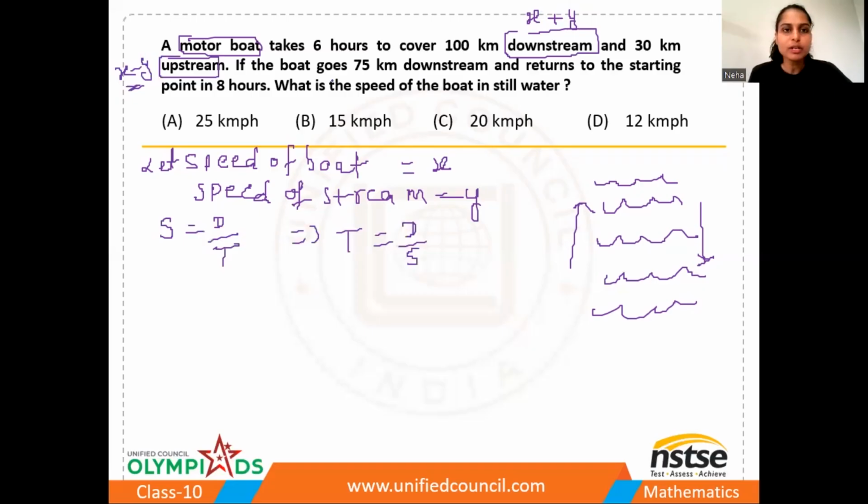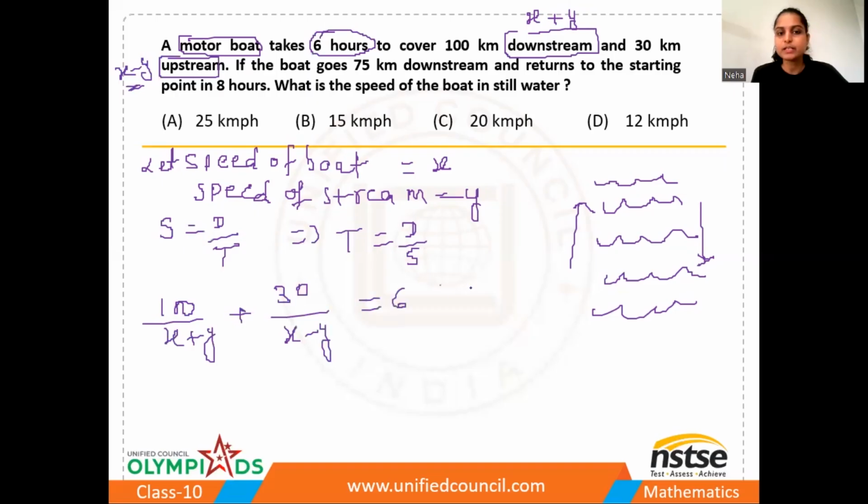So the total time is given as 6 hours in the first case. That means the distance is 100 with speed x plus y, and 30 is the distance with speed x minus y, and the total time is 6 hours. Perfect. This is our equation number 1. Very good. All right. Now we have to solve this equation, right?